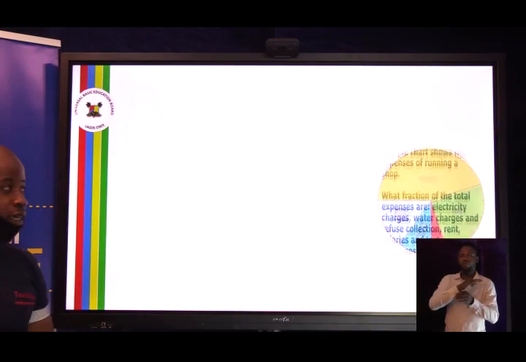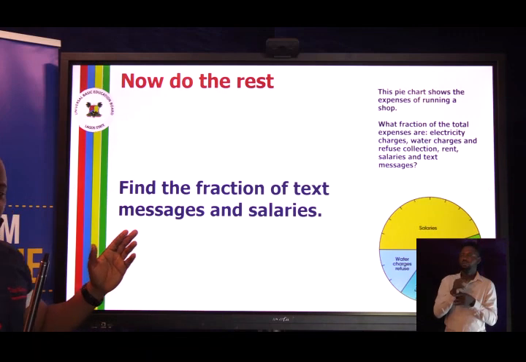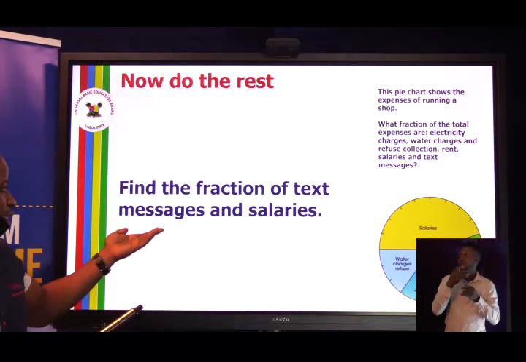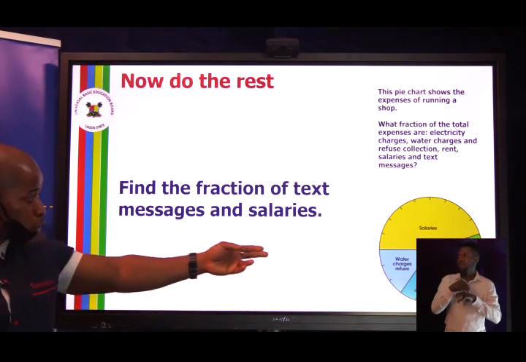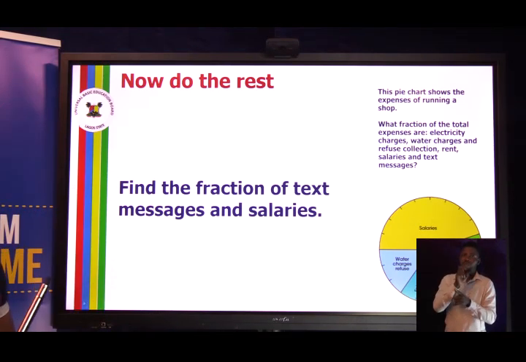So now I want you to take the final two. Find the fraction of the expenses that is allocated to text messages and salary. I'm going to bring up the pie chart for you so that you can count, and you have just 30 seconds for that. Begin.